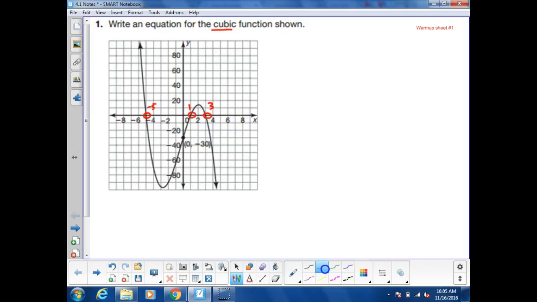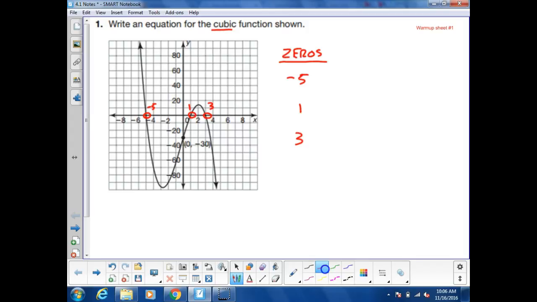Don't know. Why is that important? Those are x-intercepts, right? They're the zeros, okay? Fantastic. So I've got zeros here of -5, +1, and +3. I'm trying to make a function, right?